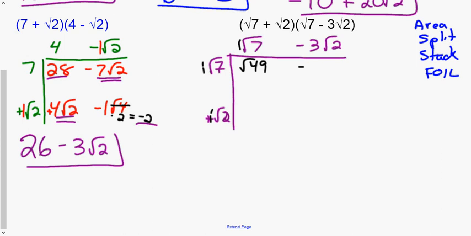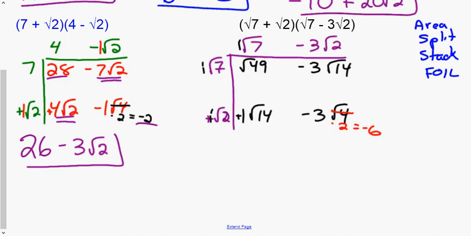1 root 7 times negative 3 root 2. So 1 times negative 3 is negative 3. Root 7 times root 2 would be root 14. 1 root 7 times 1 root 2. 1 times 1 is 1. Root 7 times root 2 is root 14. Again, I'm going to put a plus in front. Negative 3 times 1 is negative 3. Root 2 times root 2 is 4. Again, root 4 we know is 2. Negative 3 times 2 is negative 6.